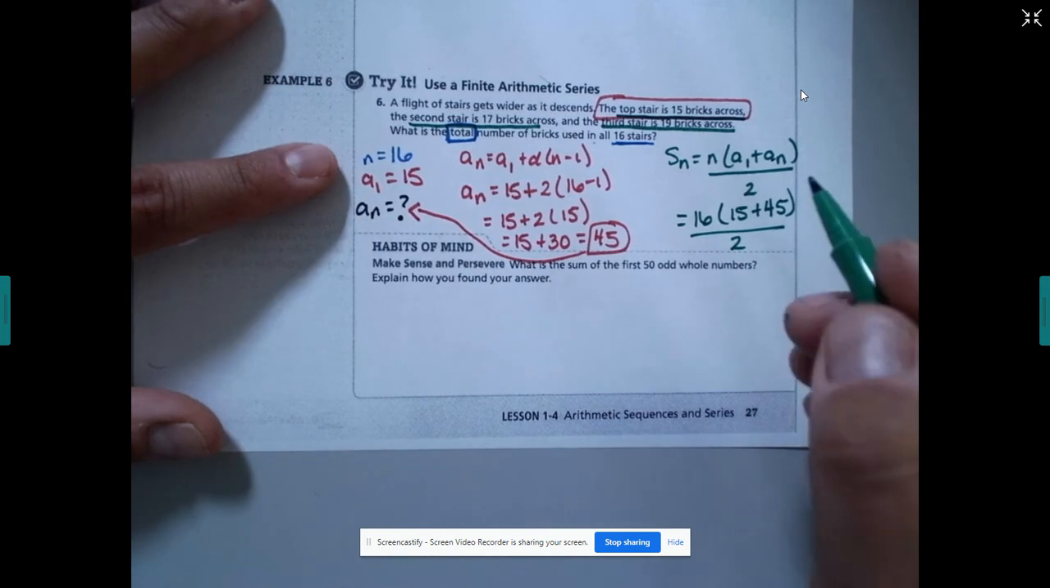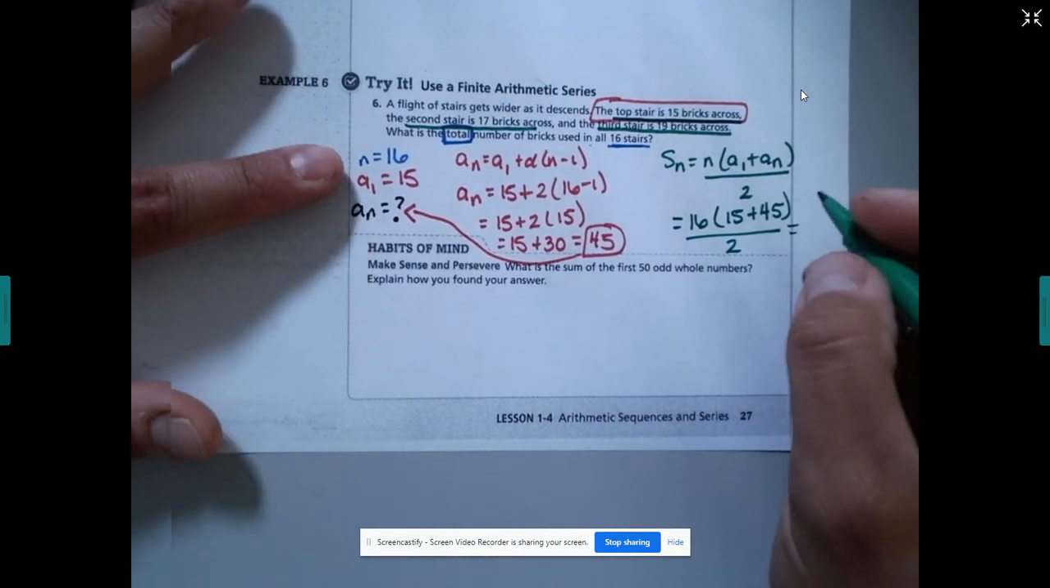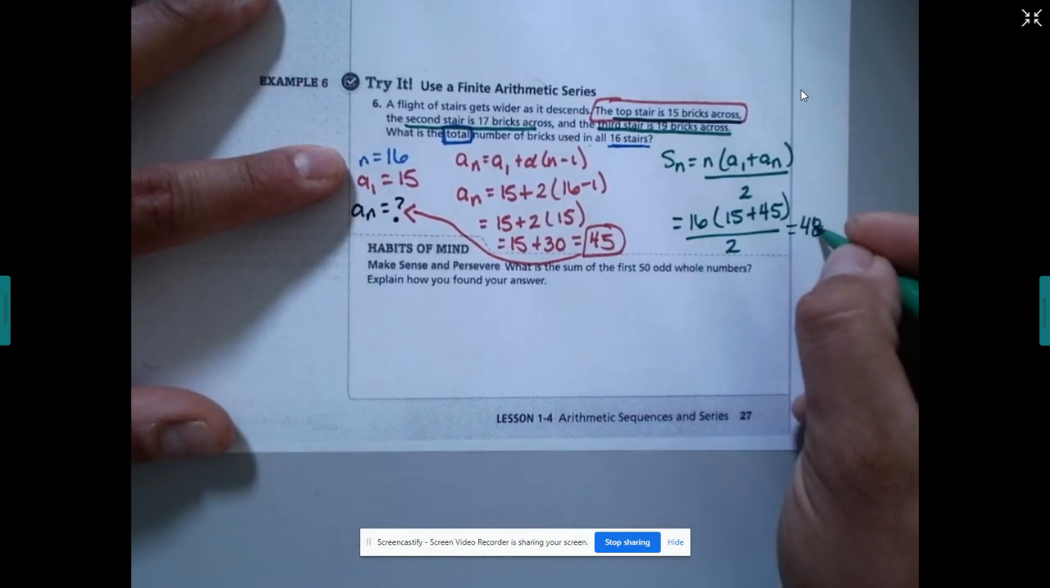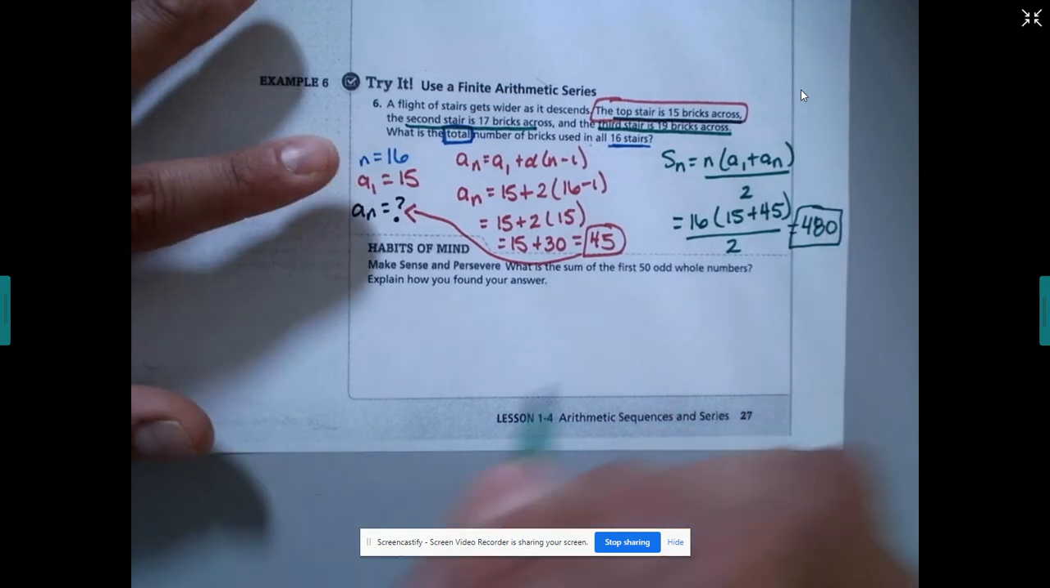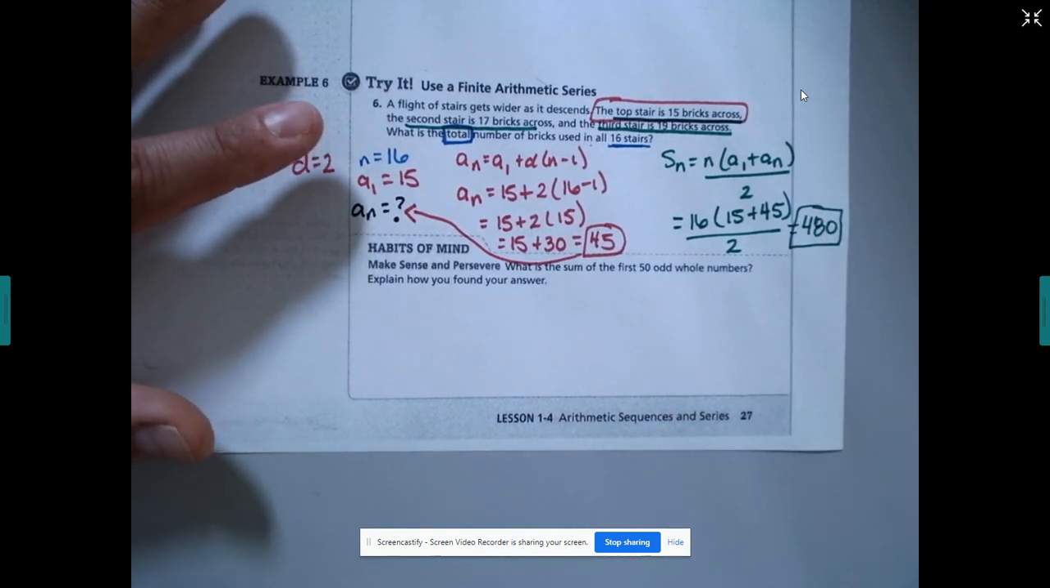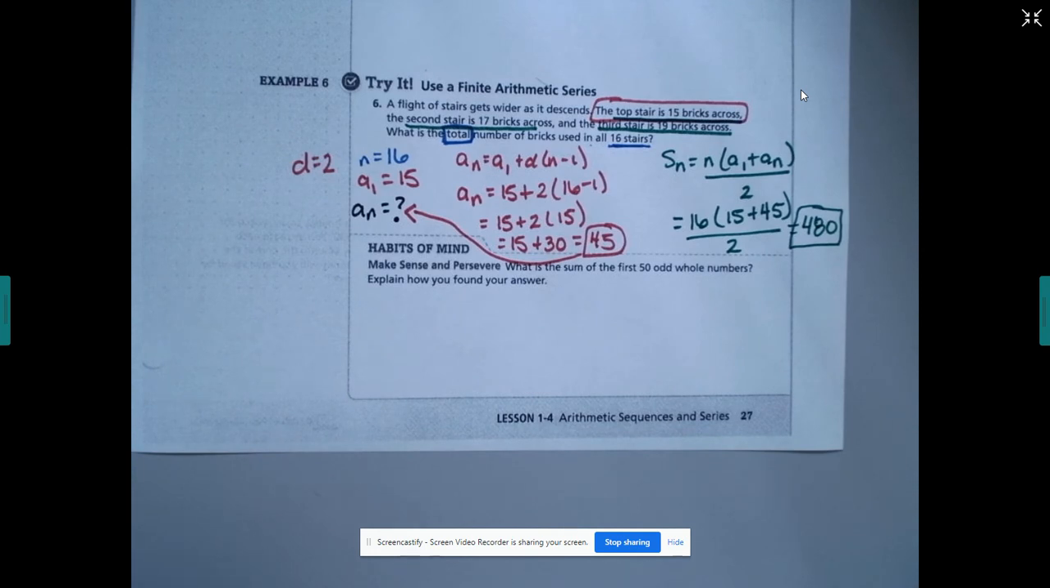We would let our calculator help us out here, and we would type it in, and we would get an answer of 480 as my final answer. So in all the steps of this flight of stairs, they used 480 bricks to make the whole entire flight. The first step used 15, the second step used 17, the third step used 19, the 16th step used 45, but in total, I took all the bricks and added them, I get 480, okay?